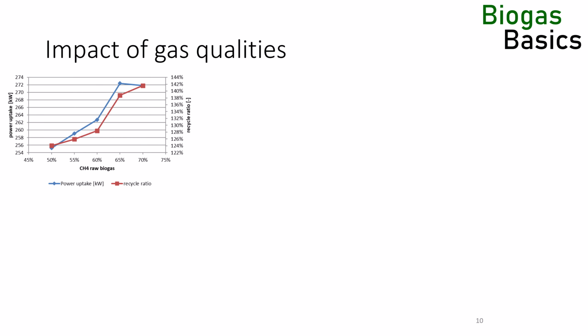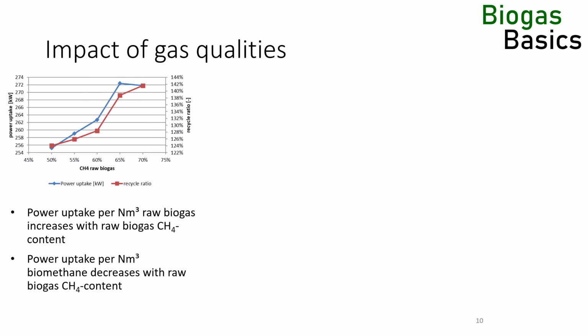First, I increase the methane content of the biogas from 50% in 5% steps to 70%. The power uptake per cubic meter of processed biogas increases, whereas the power demand per cubic meter of produced biomethane decreases. This is not intuitive. When the incoming biogas has less CO2, it requires more energy to clean up the gas. The reason for this is an increased recycle ratio with increased methane content of the incoming biogas.